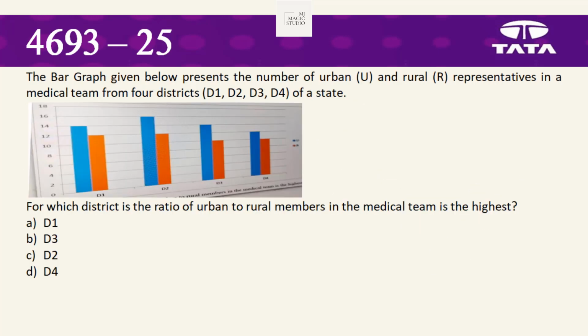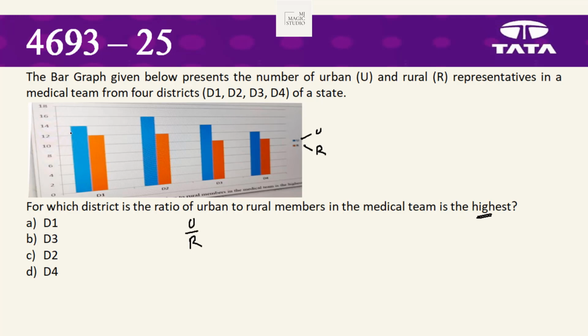Next two questions from data interpretation. I have taken the first one, a graph. Bar graph given below represents the number of urban and rural representatives. So the blue one is urban and the red one is rural. In a medical team from 4 districts, D1, D2, D3, D4. For which district is the ratio of U by R, urban to rural members, highest?